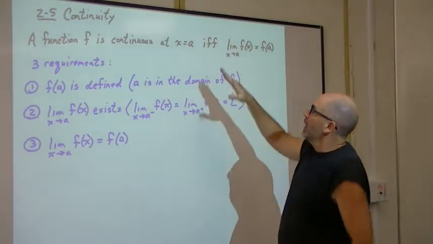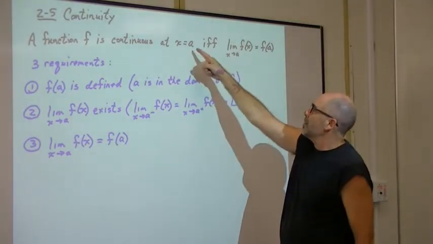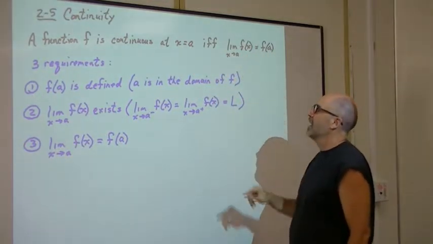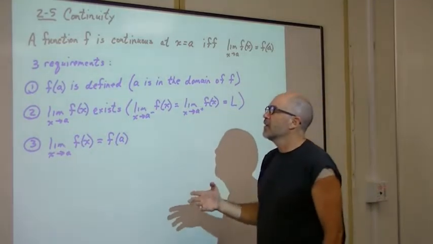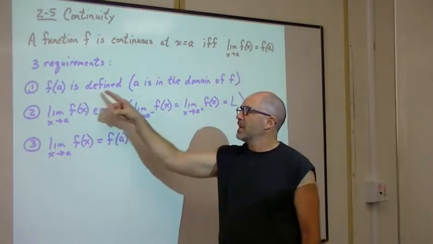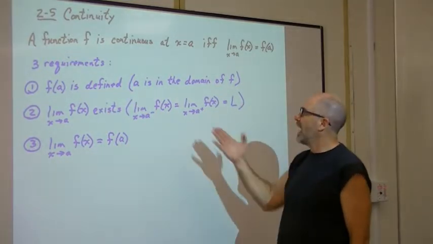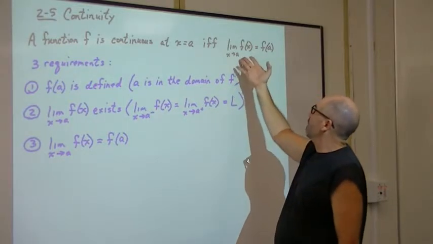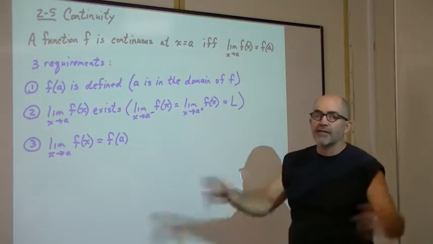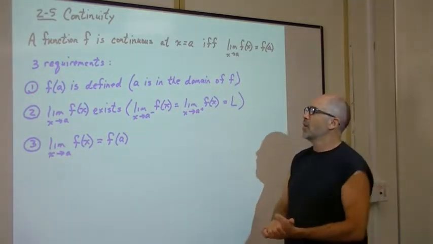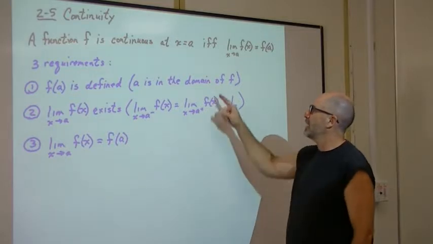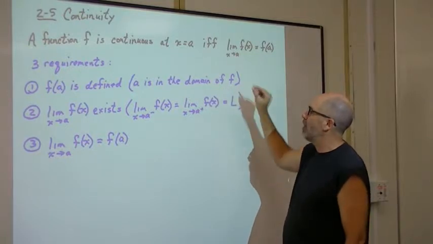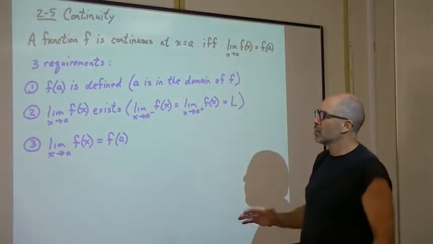All right, so a function's continuous at some x value if the limit as x approaches a of f of x equals f of a. Now, that's really saying three separate things. First of all, f of a must be defined. In other words, a has to be in the domain of f, or else you can't have the limit as x approaches a of f of x equals f of a if f of a doesn't even exist. So f of a must be defined, or a must be an x value that's in the domain of the function f.